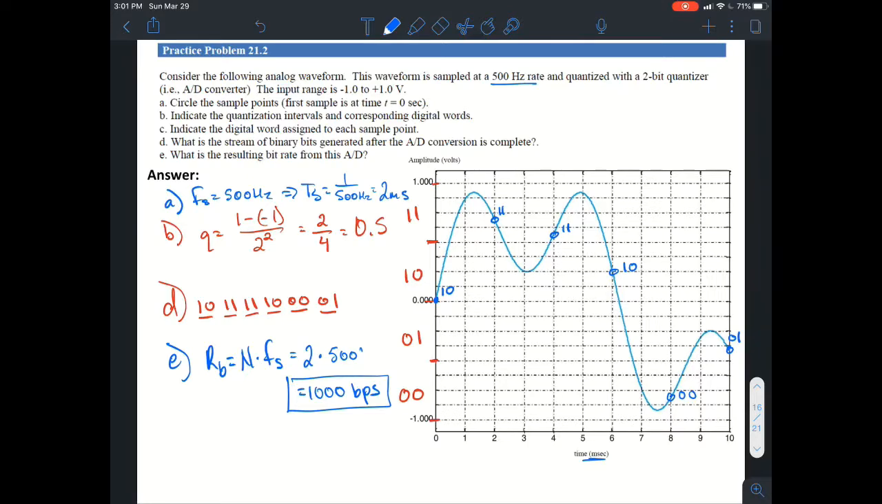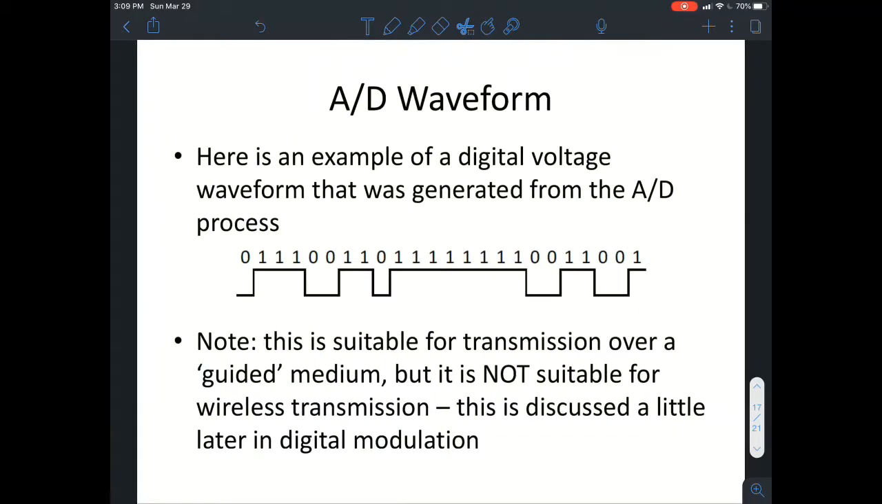All right, so we've sampled, quantized, and encoded the signal, and we now have a binary representation of what that looks like. From that, we can generate a digital voltage waveform that looks a lot like this. You should remember this from chapter 12 when we talked about the physical layer. We're able to either transmit it or store it. This is really useful in wired medium, but it's not really useful in wireless medium, so we have to discuss that a little bit later in digital modulation. It's not the subject of this lecture.